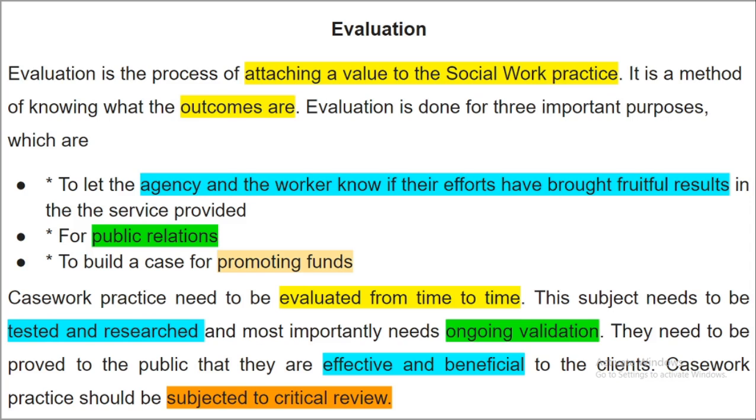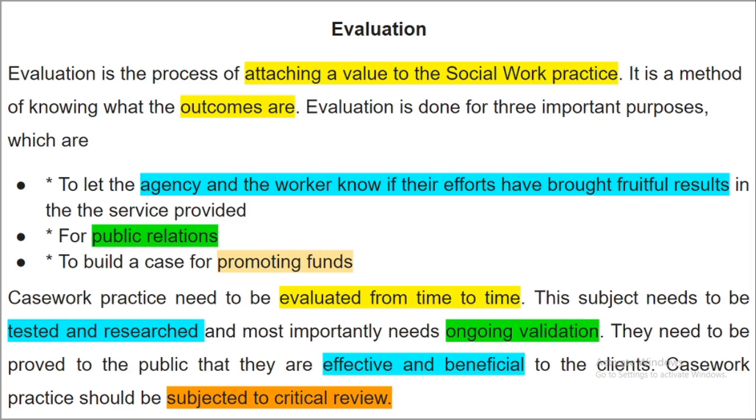Now, casework practice needs to be evaluated from time to time. So the casework process is not evaluated only at the end of the process. Rather, it should be evaluated from time to time. These subjects need to be tested and researched, and most important, need ongoing validation. So during the time to time evaluations, you have to test, go through research, and ensure ongoing validation. That means whether the way you are going is valid or not, you have to research or test.